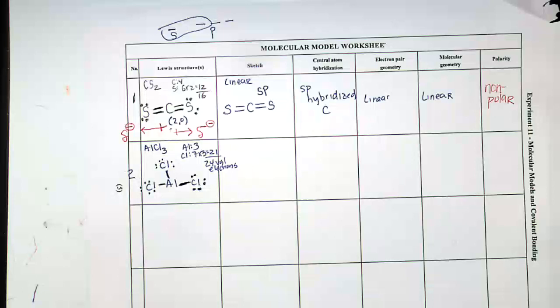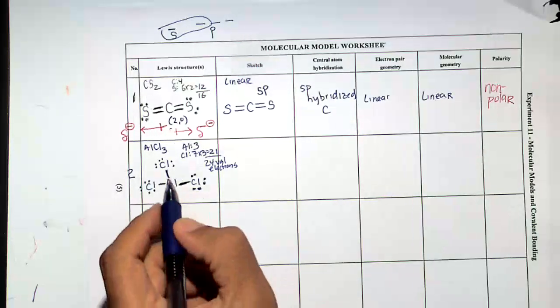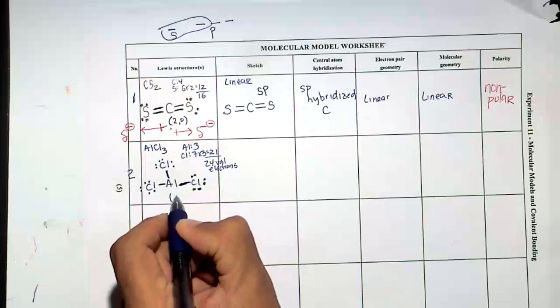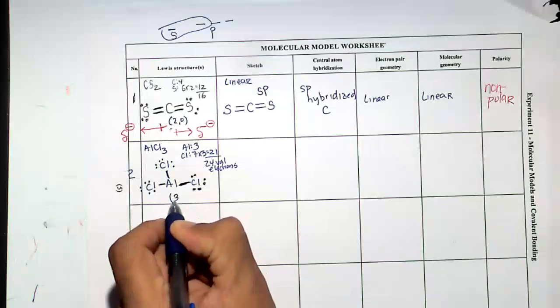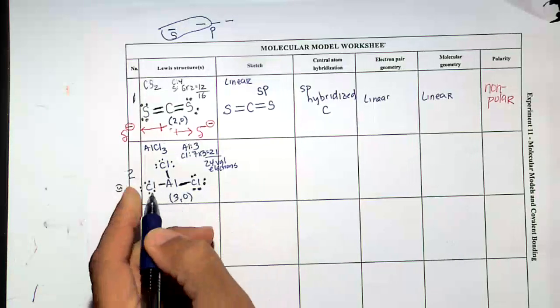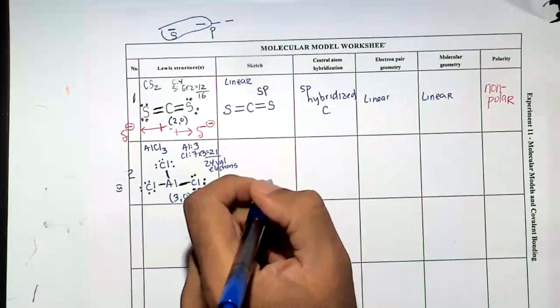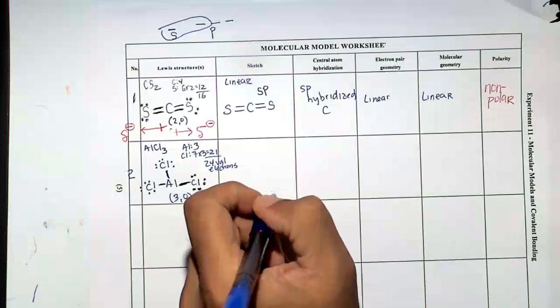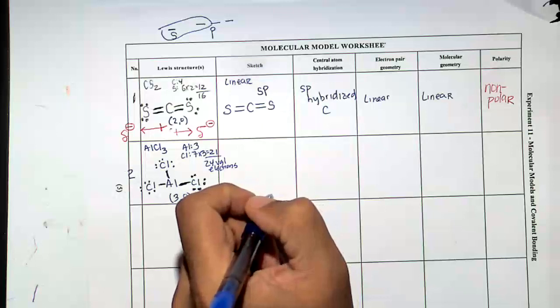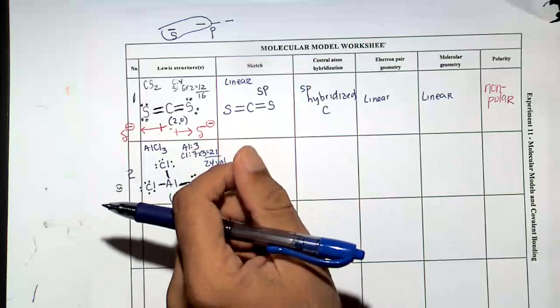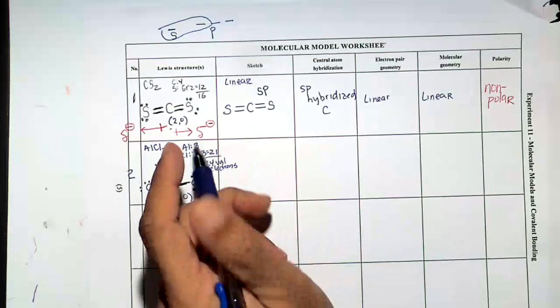All right, how many bonding and how many lone pairs? I think you're good at this. Can you tell me, Liz, how many bonding? 3 bonding and how many lone pairs? 0. So what's 3 and 0? It's bent. It's a bent molecular geometry. 3 bonds, 0 lone pairs.